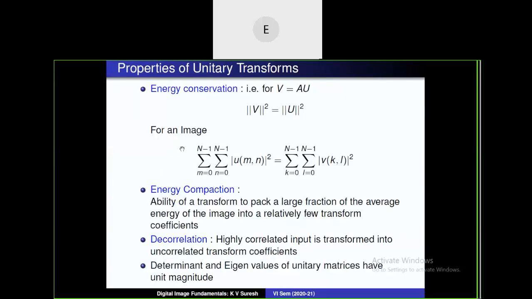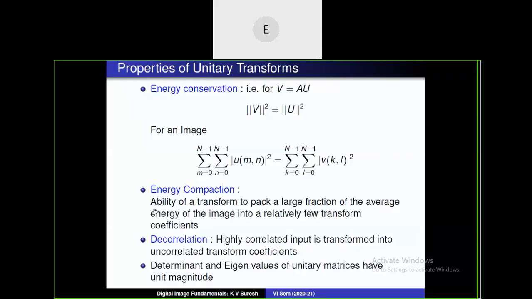Okay. This is one of the important properties because you cannot change the energy when you take the signal from one domain to another domain, because when you come back you will get a different signal. You cannot get the same signal. If your inverse has to exist, I should satisfy this condition. Now the second condition is also important.